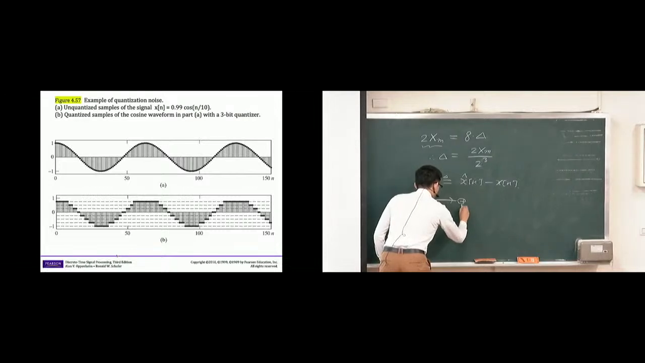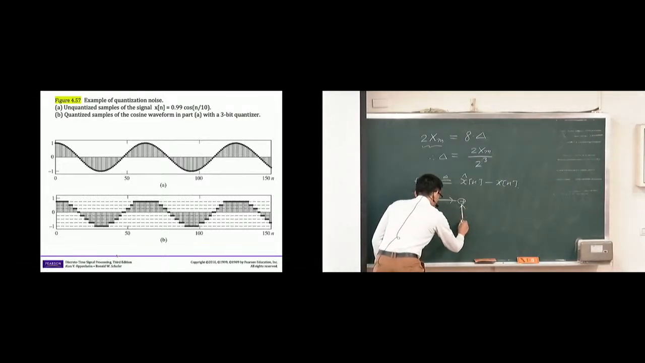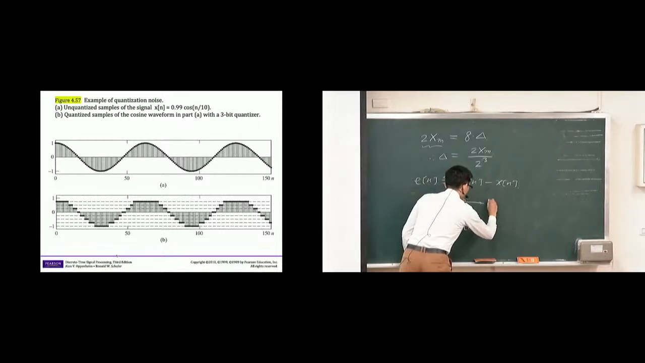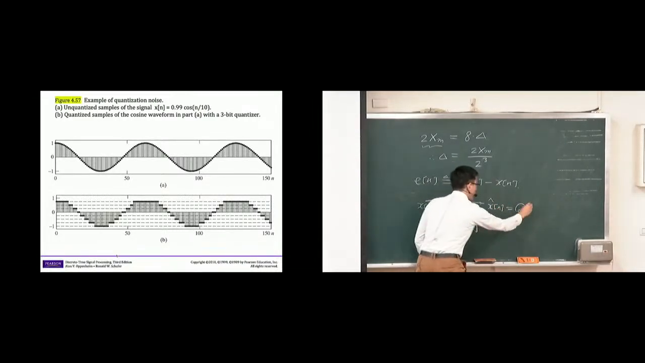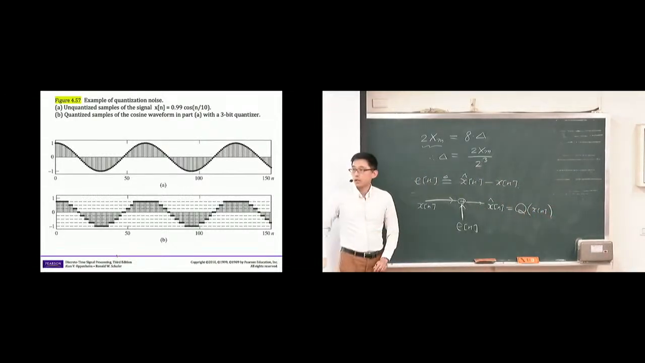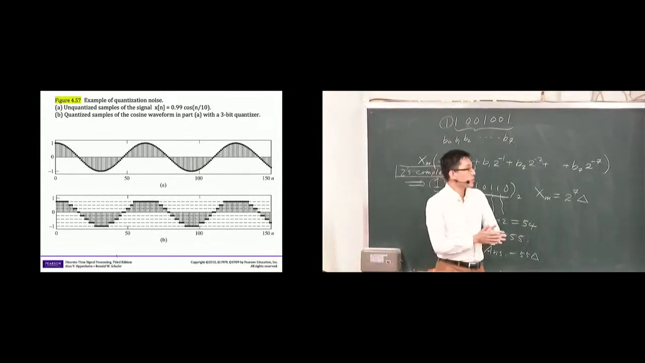So therefore, we can think of the input as if it is suffering from some extra noise right here, and the result is our output of quantization. The output of quantization is denoted as Q of x[n]. So that's the overall picture, before and after quantization. So in the next slide, we look at the error.